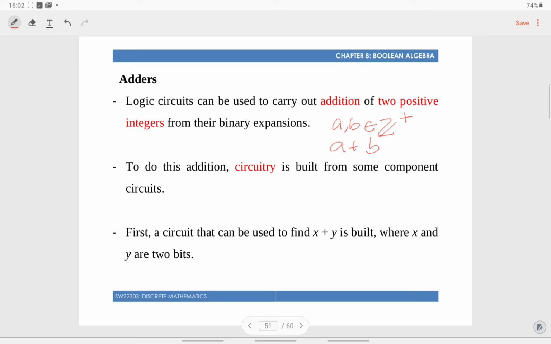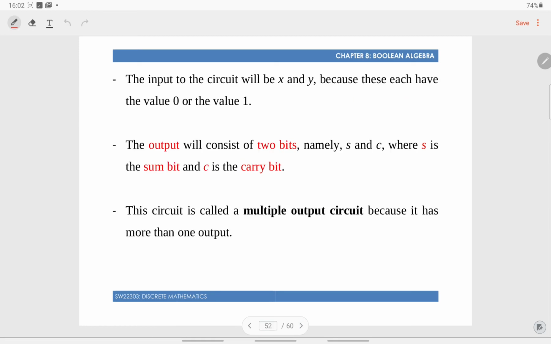First, a circuit that can be used to find x plus y. Again, instead of using a and b, you also can use x and y. Suppose they are positive integers. We have to find the addition of these 2 integers, x and y, where x and y are 2 bits. The input to the circuit will be x and y, two inputs because each has the value 0 or 1.